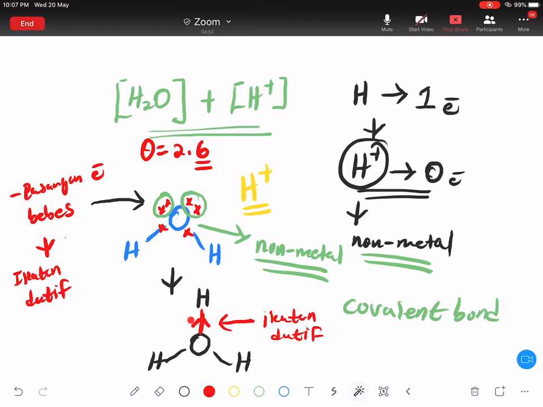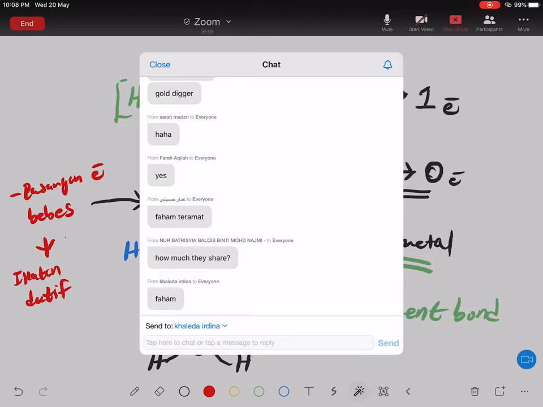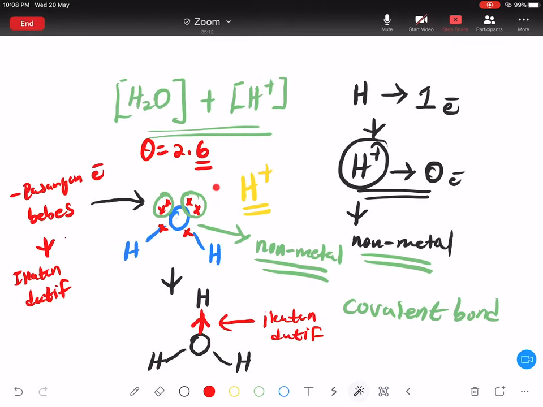Do you understand? How much do they share? Look at that. It's a very good question, Nur Batrisha. Okay, Balkis. It can't give both electrons to hydrogen. Why? I have two electrons. Okay, I give you one. We share. I can't give both to you. If I give both of my electrons to you, I'm the one who loses, so stupid. I don't want that. I have two, I give you one. We share. Do you understand what's going on?